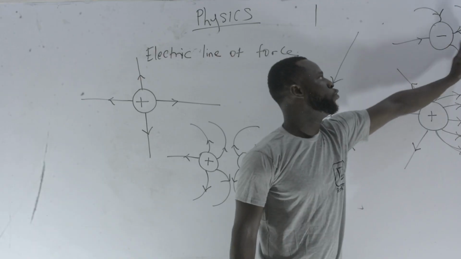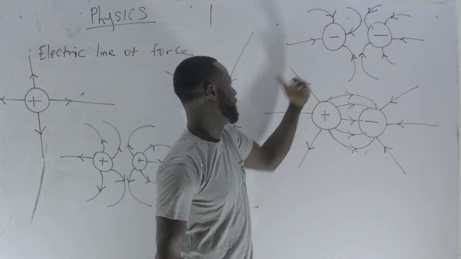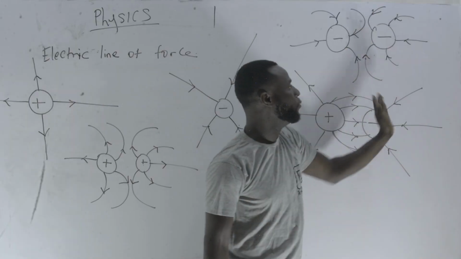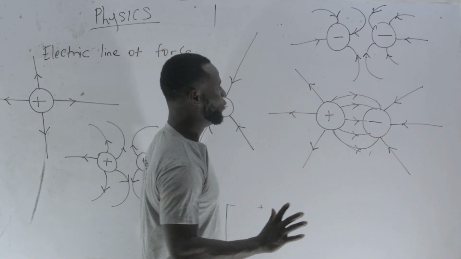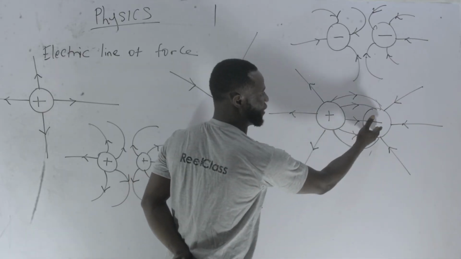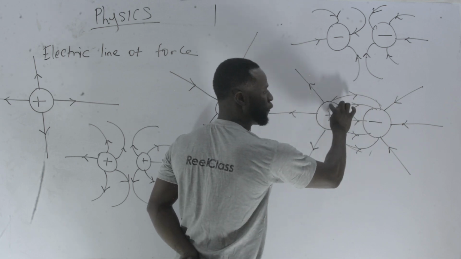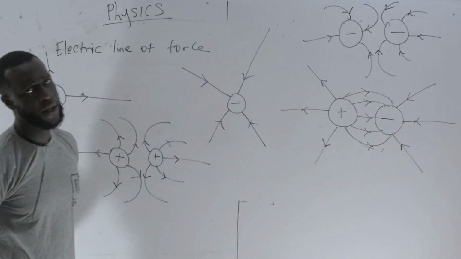Over here, we have two negative charges, and the line of force is also behaving somewhat similarly. They are not touching each other. They are bending away. However, in this place, you see that this is a positive and this is a negative charge, and you see the way the lines of force are arranged, starting from a positive charge and terminating in a negative charge.